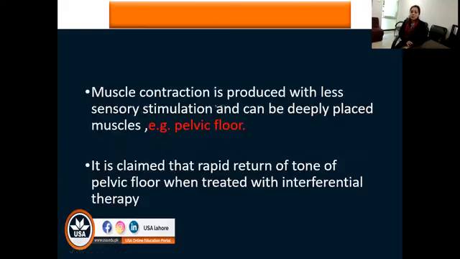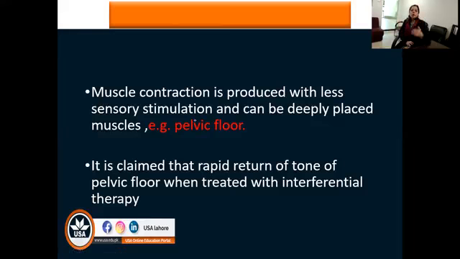Muscle contraction is produced with less sensory stimulation when we are using interferential current. Initially, when we studied the Faradic type current, we said they have an effect over the sensory nerves, because the low frequency is going to stimulate the sensory nerves. But here we are using the interferential current that has a slightly higher frequency, so it has more concentration or more focus over penetrating through the tissue. So it causes less sensory stimulation and more stimulation of the motor nerves.